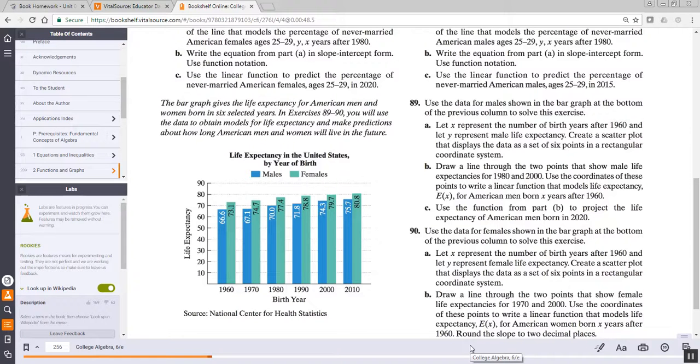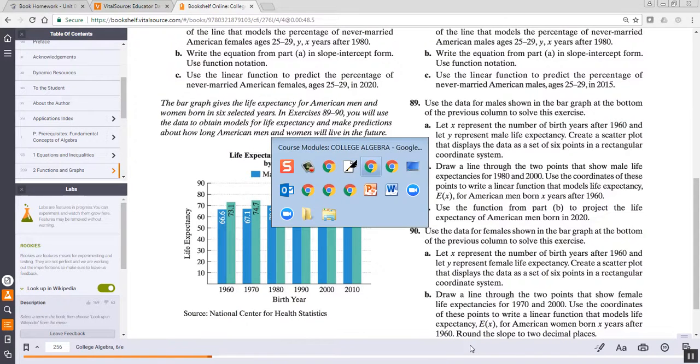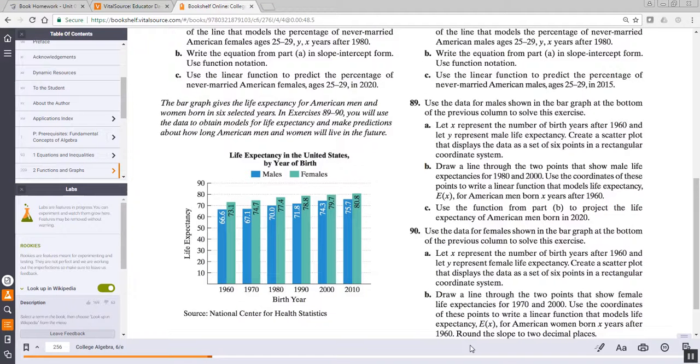Number 89. Well, let me get back there. There we go. Use the data for males shown in the bar graph. Males, I guess it'd be the blue. At the bottom of the previous column, solve this exercise.